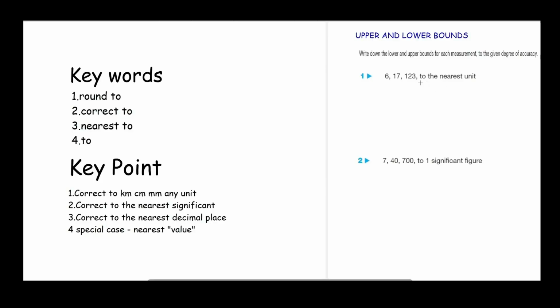Let's underline this keyword, to the nearest unit. Once we underline the keyword, we have to create the key point. Here, nearest unit, this is the way we create the key point. Key point is what you need to get. You have to get the place value of this nearest thing. You have to read it as, to the nearest what. Now in this case it is unit, and the place value of unit is 1.